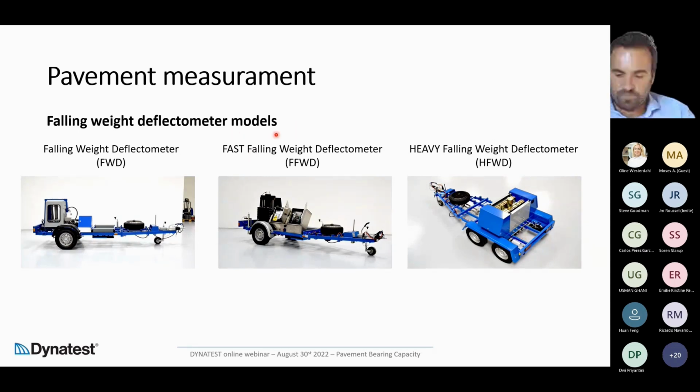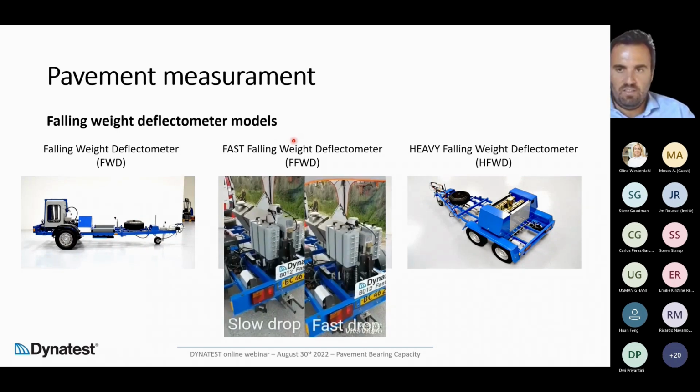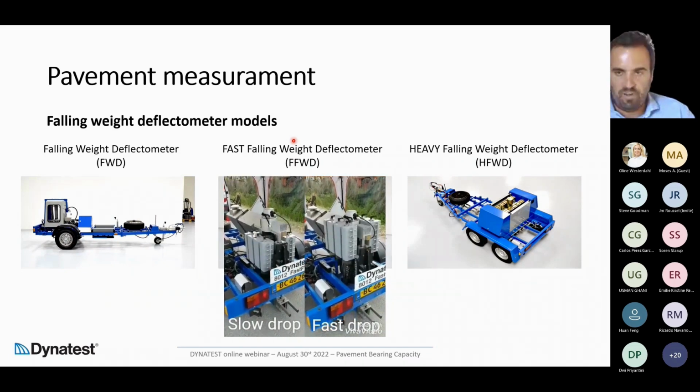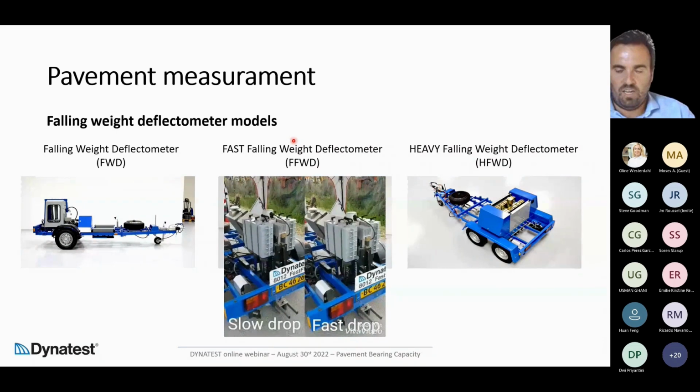Just to show you what we mean by fast, this is the speed of drops of a fast falling weight. As you can see, they are very fast and they cut around 50% of the time during the test. In addition, the number of drops we can reach for each single station without moving the equipment is around 2,000 per hour. And this is very useful in case someone wants to use this equipment to simulate the APT test.